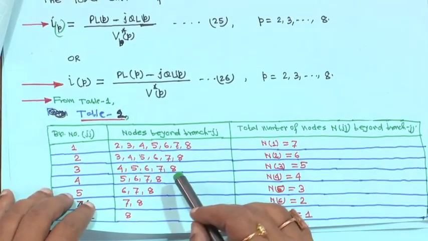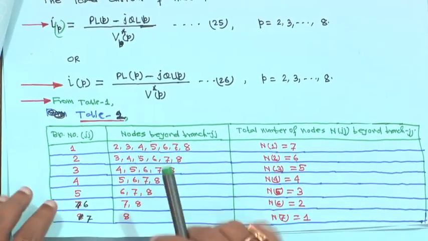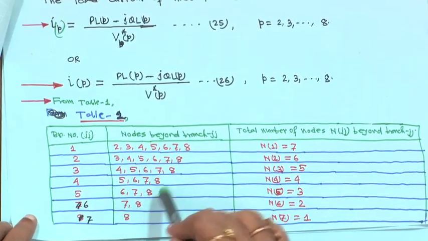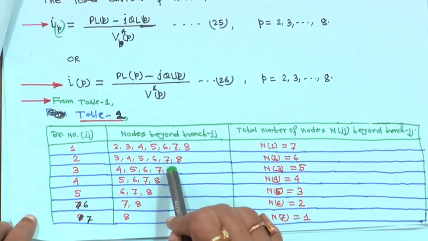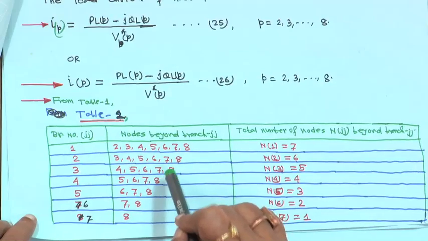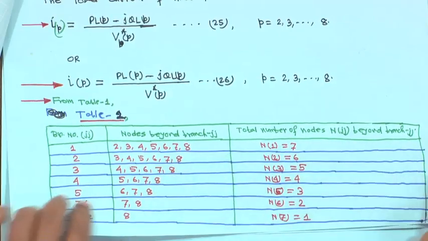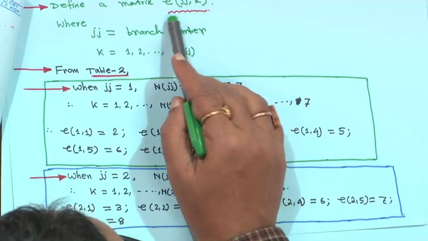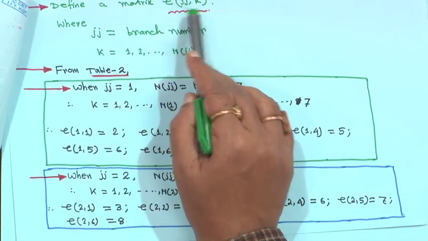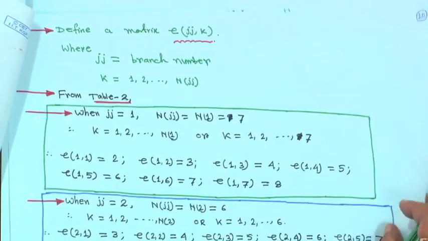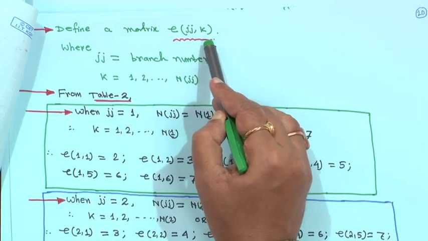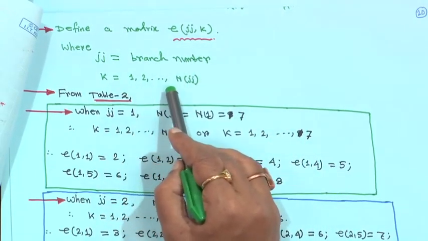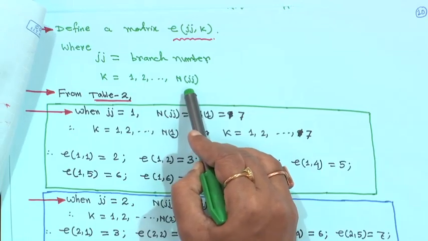So, in Newton-Raphson we have seen so many things in the algorithm, right. Here this data you have to store in a computer, so you have to put this in an array, in matrix form, that will be better. So, what do we define? We define a matrix, say E, sorry, matrix E(jj,k), right. This is the matrix E(jj,k), where jj is the branch number and k will vary from 1 up to nj.